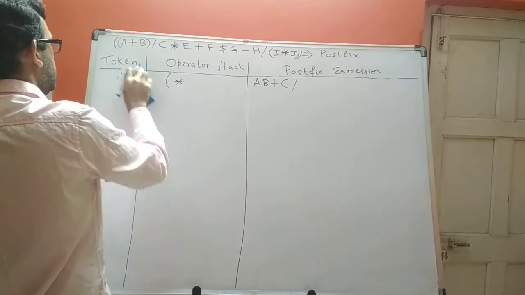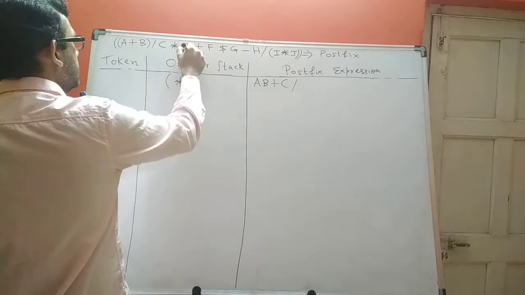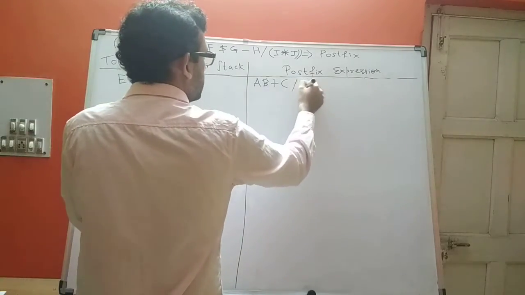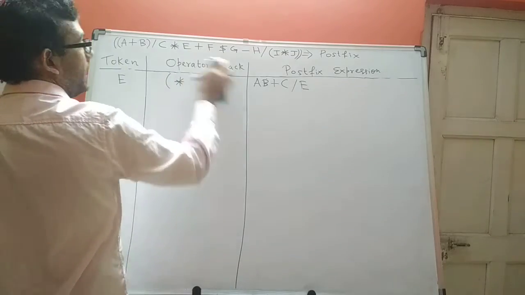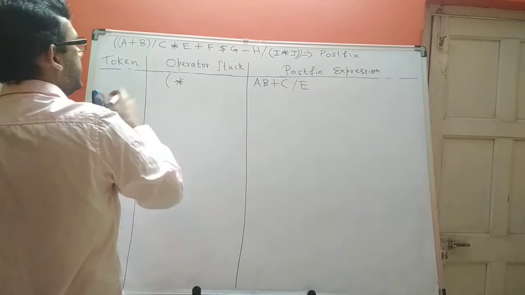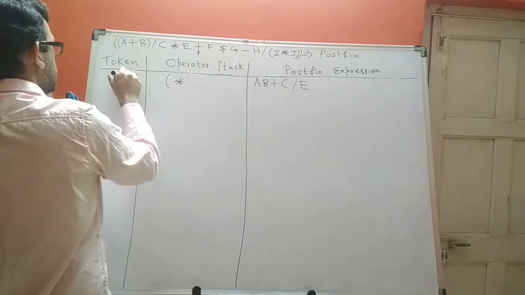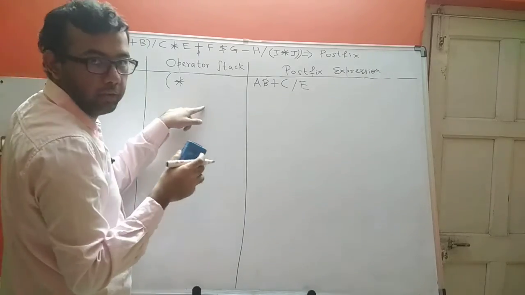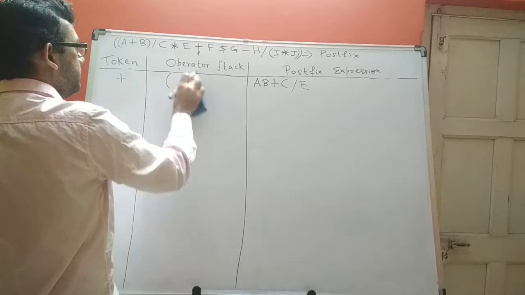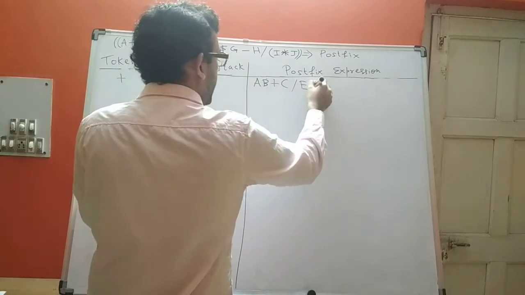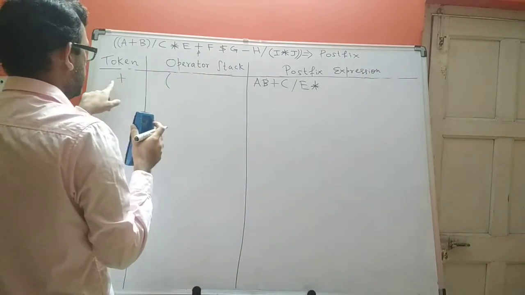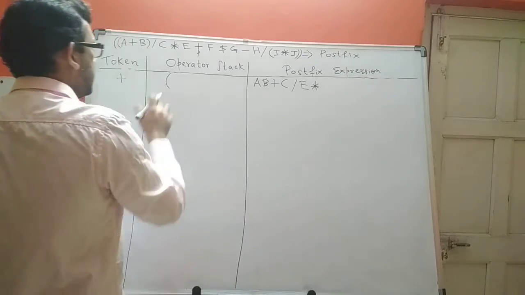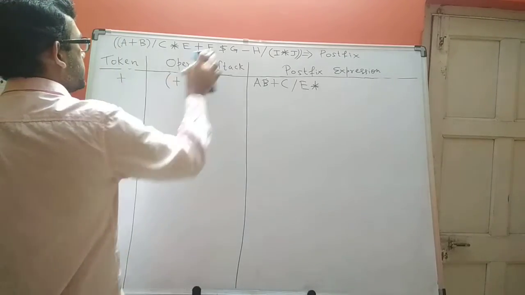My next token is E. Now E is an operand, so I will add it to the postfix expression. Next token is plus. Now plus has lower precedence than star, so plus cannot be above star. So what do I need to do? I need to pop star and add it to the output. Now again I'll check. Does plus have greater precedence than the opening parenthesis? Yes, because the opening parenthesis is my current top of stack. So I'll add it to the stack.